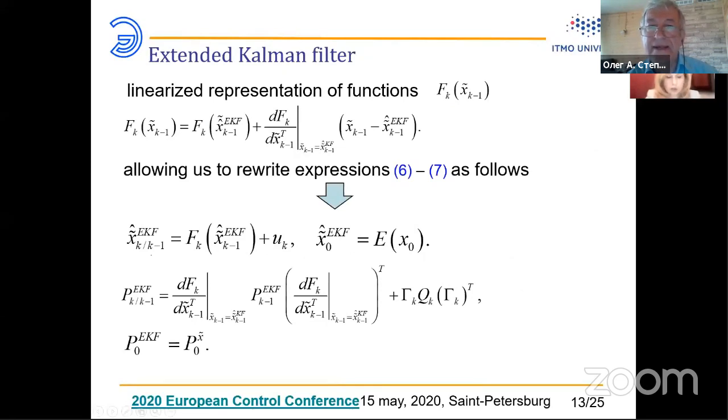Also, I want to say some words about the extended Kalman filter. To design the extended Kalman filter, we use the linearized representation of the function f at the point that is the estimate of the estimated vector x from the previous step. This linearization allows us to rewrite the expression for the parameters of the prediction density in the following form, and then the current estimate and current covariance matrix can be found as was shown in the previous slide.